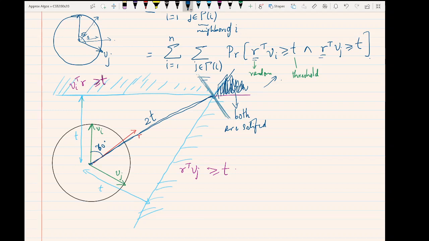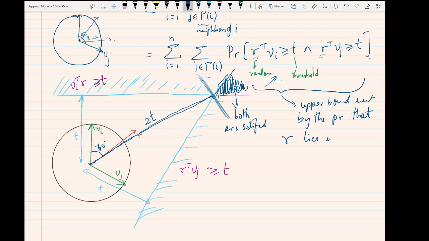So I'm going to upper bound this event by the probability that R lies in the half space, or lies beyond the half space, at distance 2t from the origin. Okay, and that is nothing but the probability that the norm of R is greater than or equal to 2t.